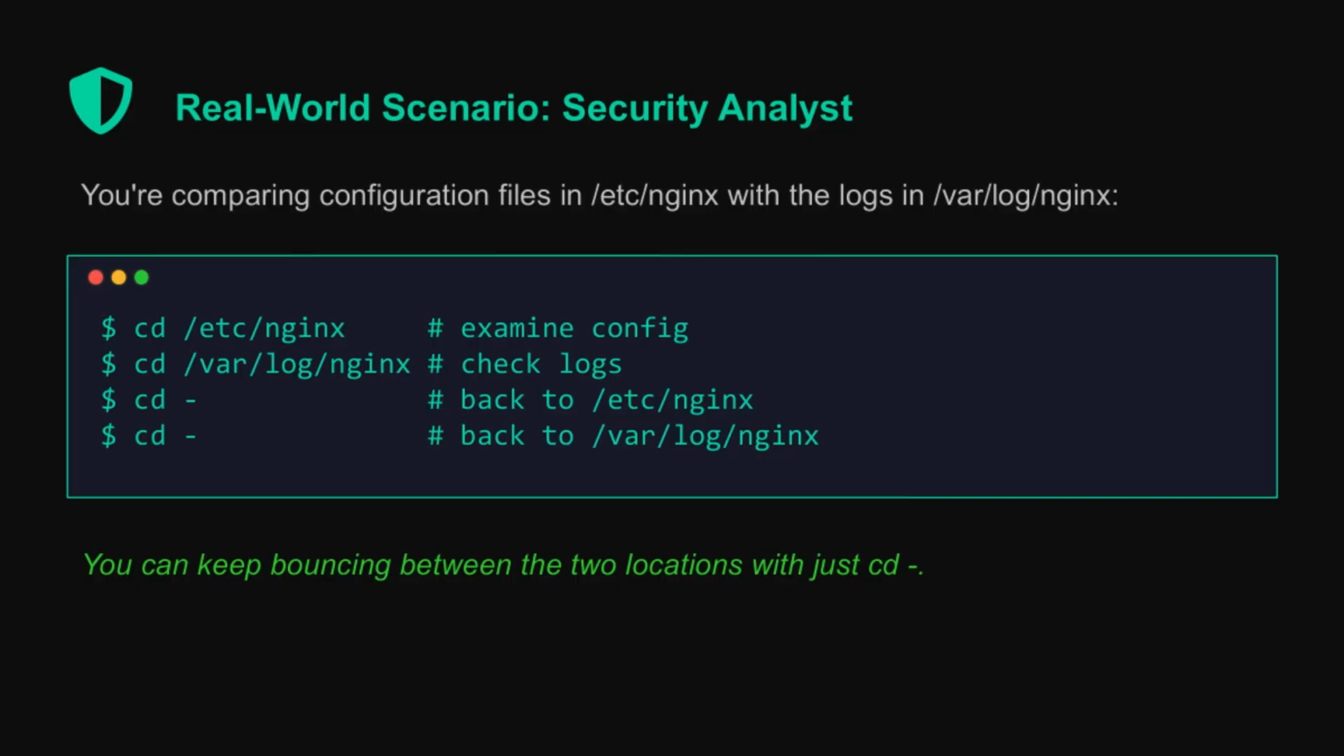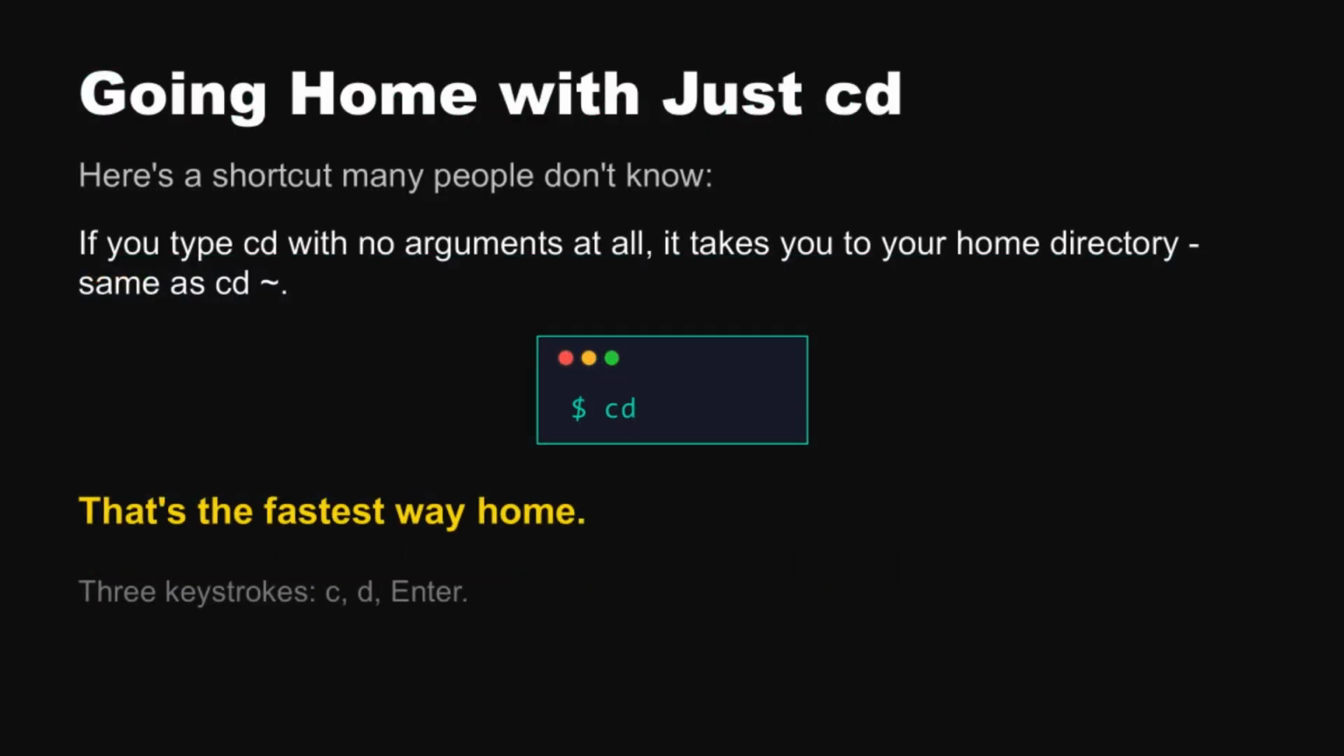Say you're a security analyst comparing configuration files in /etc/nginx with the logs they produce, and you need to keep checking the config and then the log and then back to the config. You can keep bouncing between the two locations with just cd space dash. And another shortcut is if you just type cd with no arguments at all, it takes you to your home directory, the same as cd with the tilde. That's the fastest way home, 3 keystrokes: C, D, and enter.